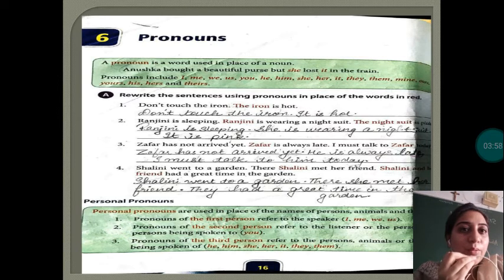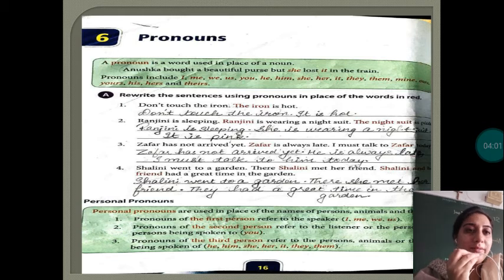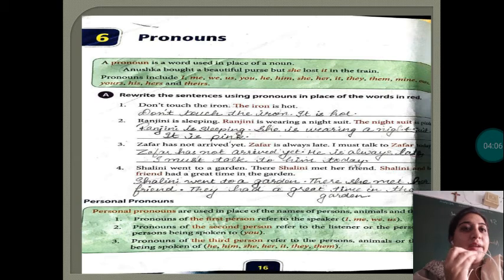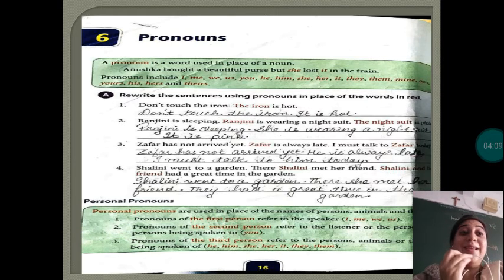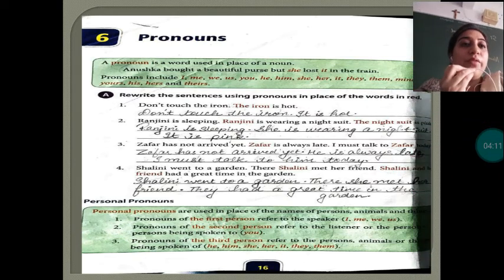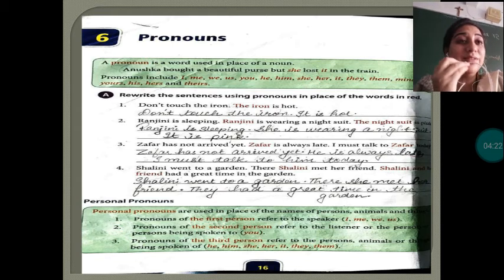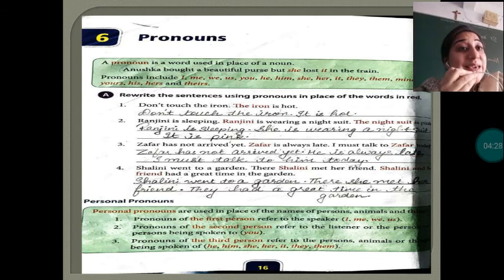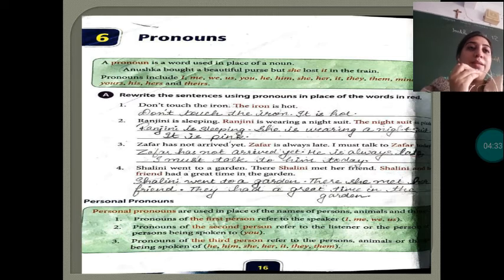Now the last one, the fourth one. Shalini went to a garden. There Shalini met her friend. Shalini and her friend had a great time in the garden. So let's replace the nouns. Instead of Shalini, what will we use? She. And instead of Shalini and her friend, we will use they, because two of them are there. Shalini went to a garden. There she met her friend. They had a great time in the garden.